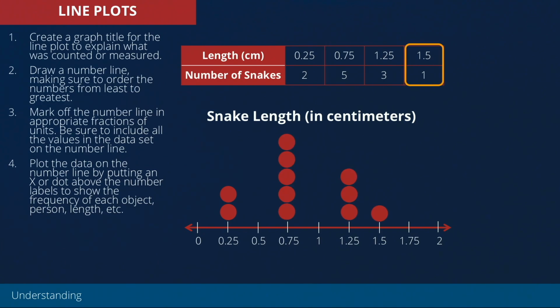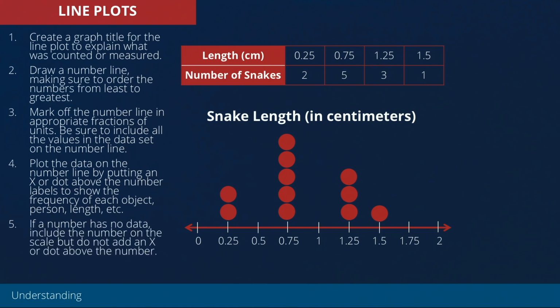So you can see here that 2 snakes had a length of 25 hundredths. And then 5 snakes had a length of 75 hundredths. And then 3 snakes had a length of 1 25 hundredths. And then 1 snake had a length of 1 5/10. So that's an example of how I could take a line plot and use that line plot to represent the provided data. What would be another example here?